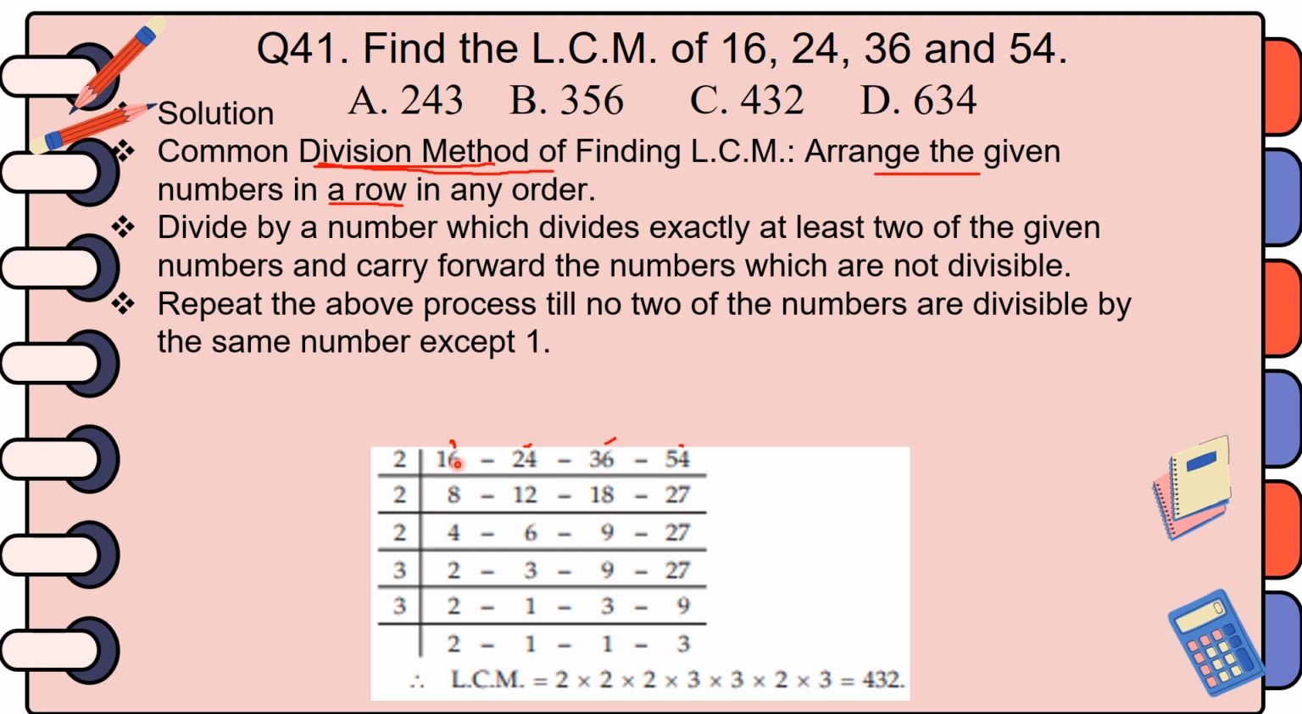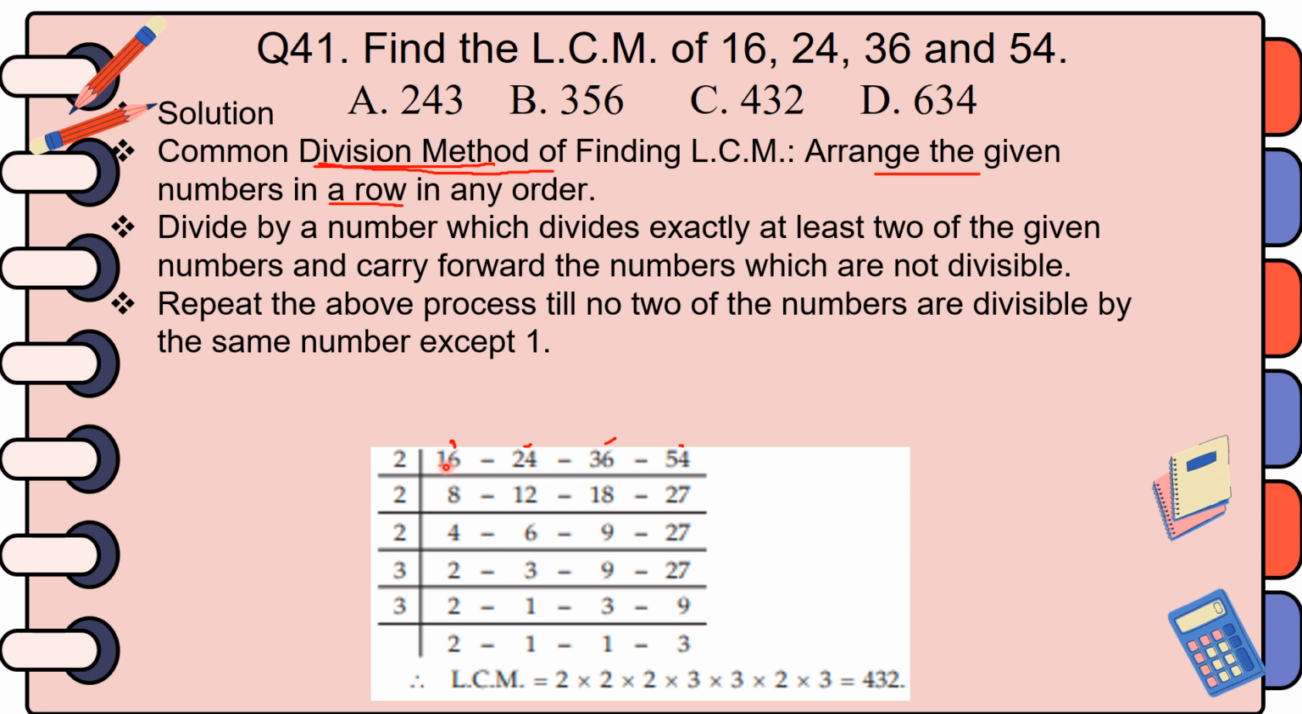Then carry forward, or take the number simply to the next step, which is not divisible by that number. Then repeat this process till no two of the numbers are divisible by the same number except one. You have to repeat this process of dividing at least two numbers by a certain prime number.